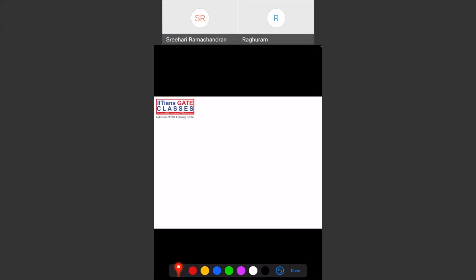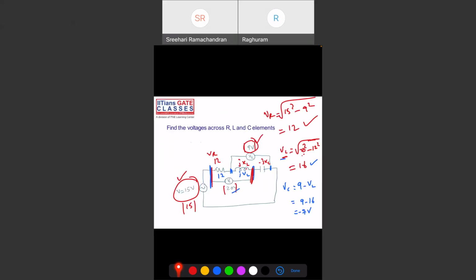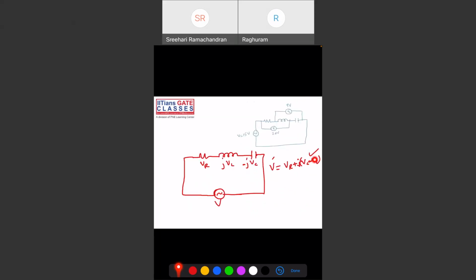Just now we are seeing this problem, right? What's happening here? VL and VC. If VL is equal to VC, this voltage will be zero. The circuit will be a purely resistive circuit. That is nothing but your resonance. Here it's not the same. There is a 9 volt difference. So if VL is equal to VC, VL difference VC is zero, so whatever voltage is applied, it will appear across VR.